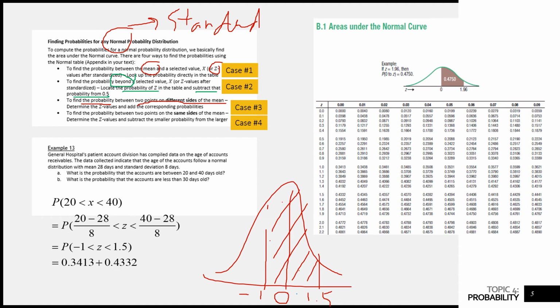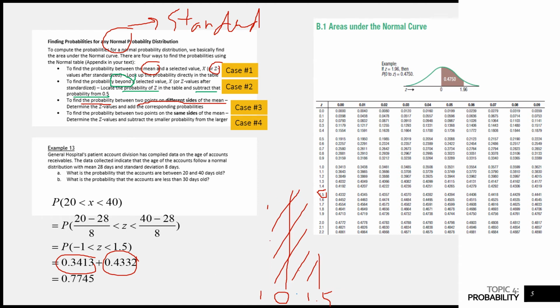That's how we get 0.3413. Now look at 1.5. Look at 1.5, it's here. 1.5 is basically 0.4332. That's how you get 0.4332. And you remember case number 3, we find the z value separately, and then we find the corresponding probability for each z value, and then we add them together. So your answer is 0.7745.